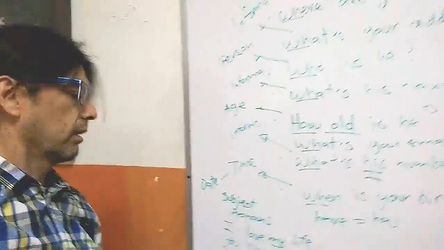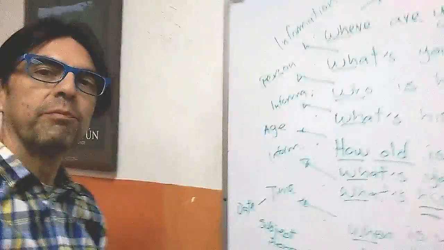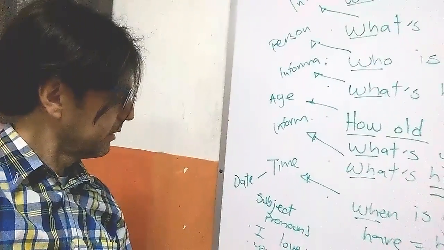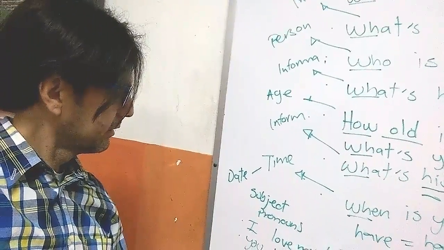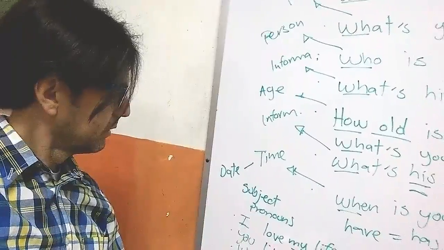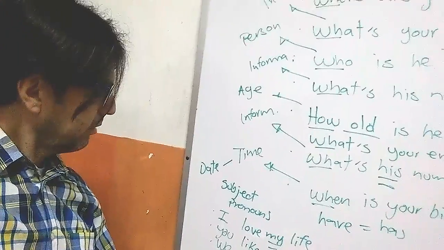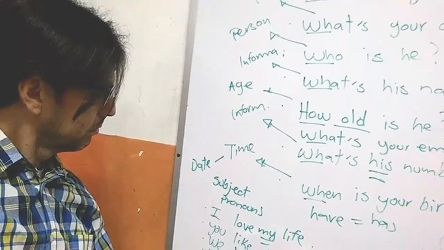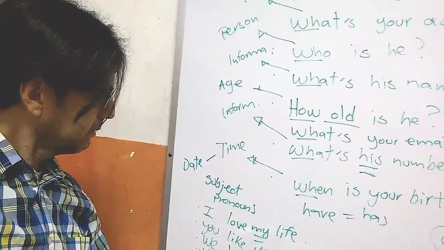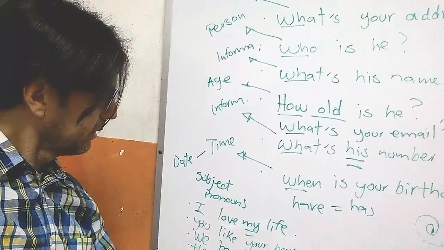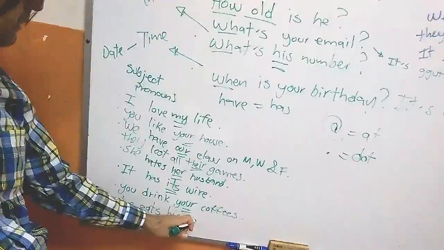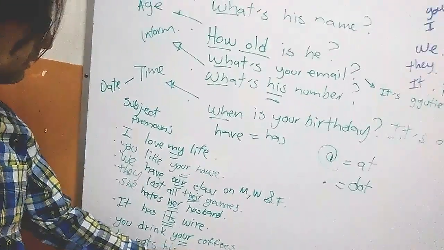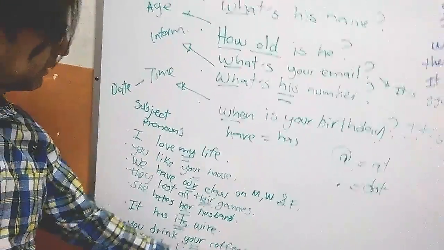For he is his. So I can write here: he eats his pizza. Okay? He eats his pizza. Very good. He eats his pizza.